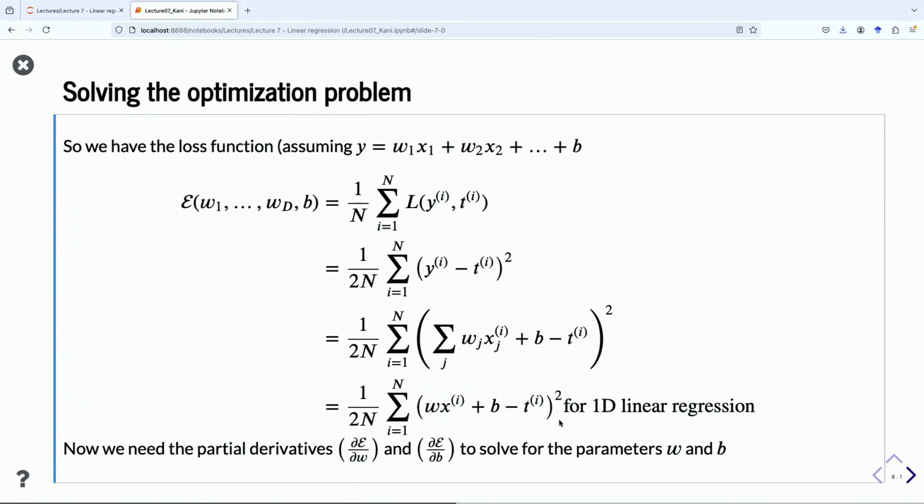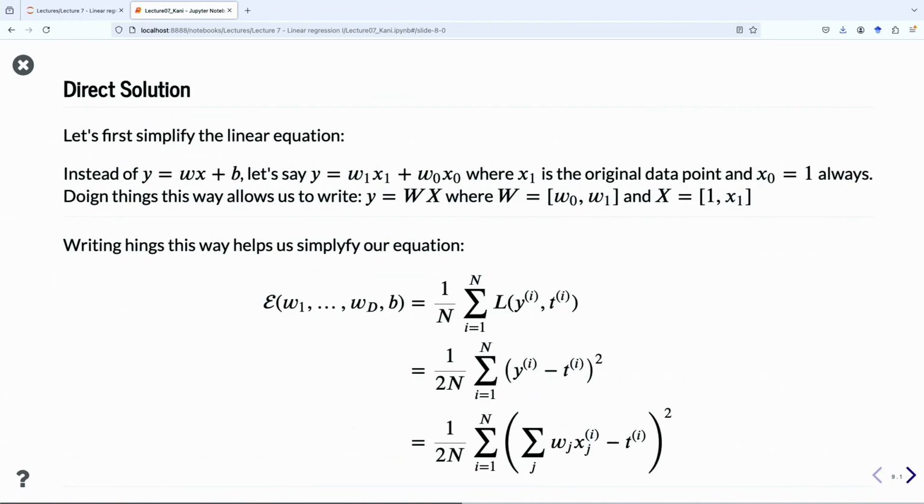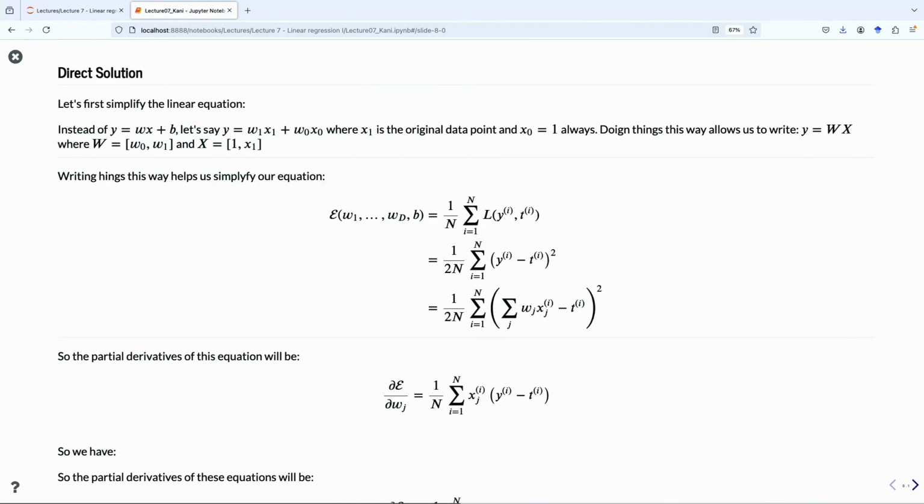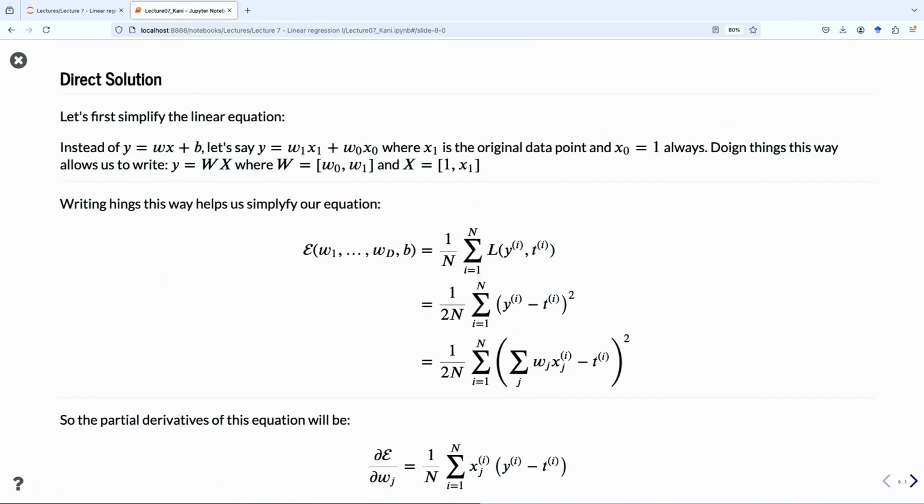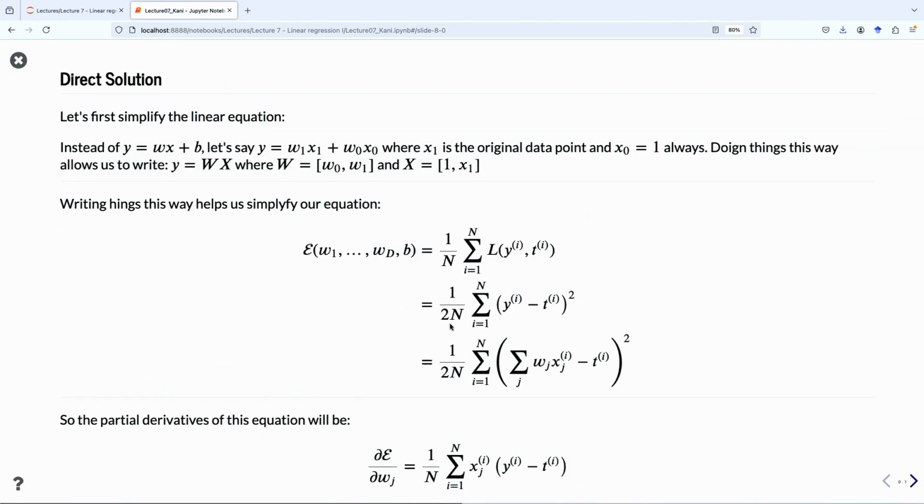And now, what do we do? Well, what did we do last time with this loss equation? Same thing. We calculate the partial derivatives with respect to the parameters and solve for the parameters w and b. Make sense? All right, so let's do that. Let's simplify the linear equation.